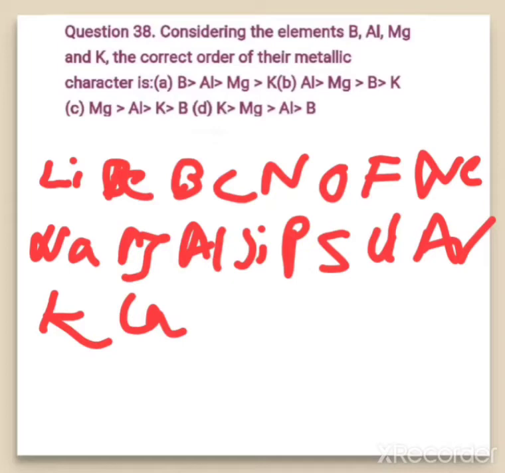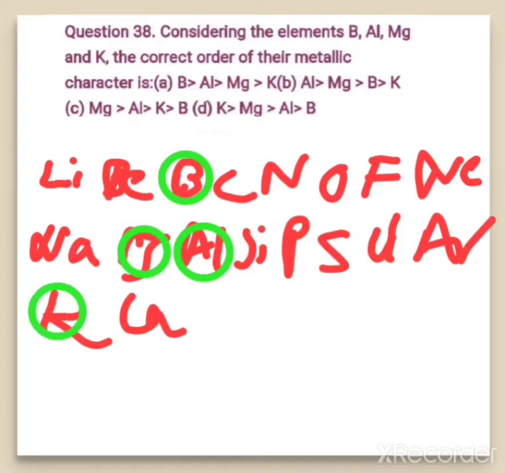Now let us mark these elements which are given to us in the problem. Boron is given. Here is the boron, aluminium, then magnesium is given.